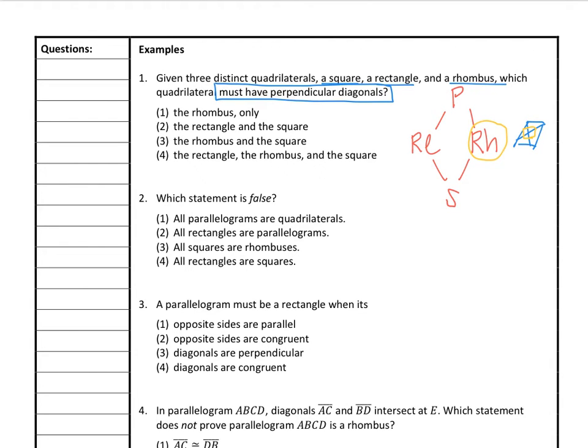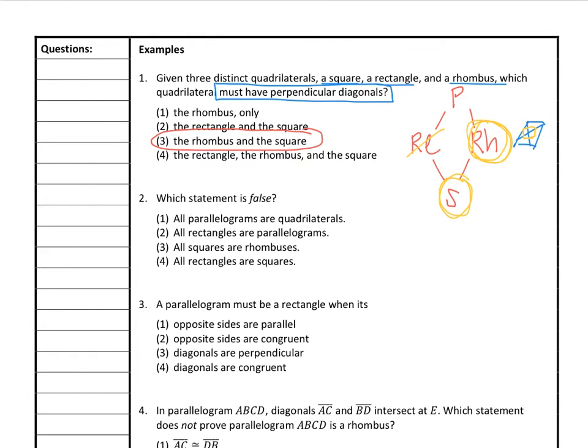So what that means is if a rhombus has perpendicular diagonals, rectangles do not, because rectangles and rhombuses don't share a lot of characteristics besides the parallelogram ones. So if a rhombus has perpendicular diagonals, anything below it also does. So a square would also have perpendicular diagonals. So if we look at our choices here, it's not just the rhombus, we need the rhombus and the square. So choice 3. Again, it goes back to that tree: if a rhombus has a characteristic like perpendicular diagonals, anything below it will also have that same trait.